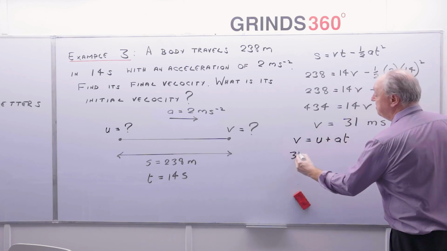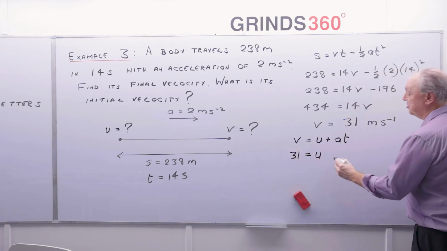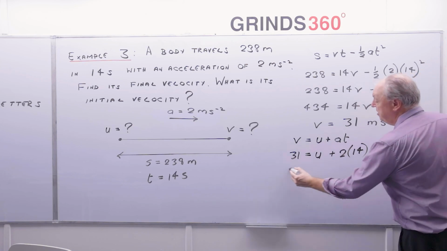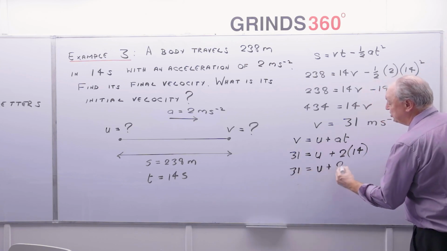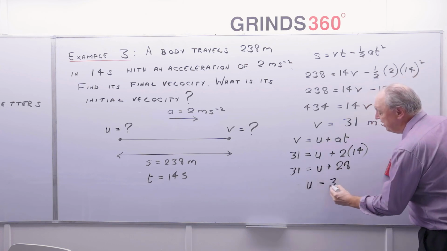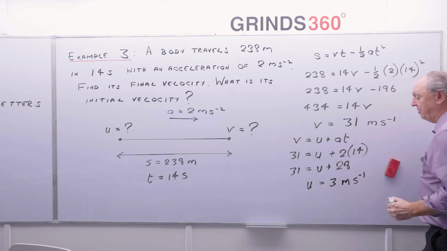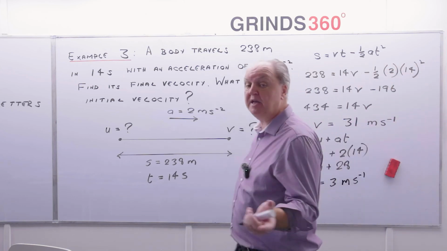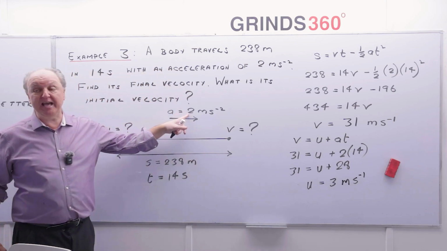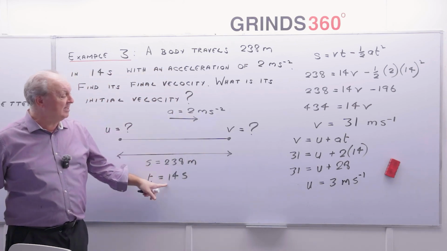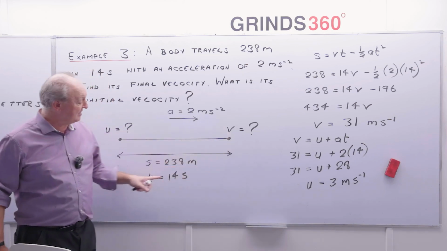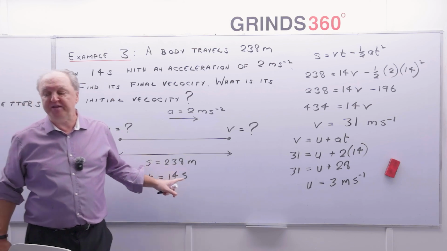So V is 31. U is what I'm looking for. A is 2 times 14 for T. So 31 is equal to U plus 28. U is equal to 31 minus 28, which is equal to 3 meters per second. So my initial velocity is 3 meters per second. I'm accelerating at 2 meters per second every second for 14 seconds to bring me to a final speed of 31 meters per second. And in that time I travelled 238 meters.